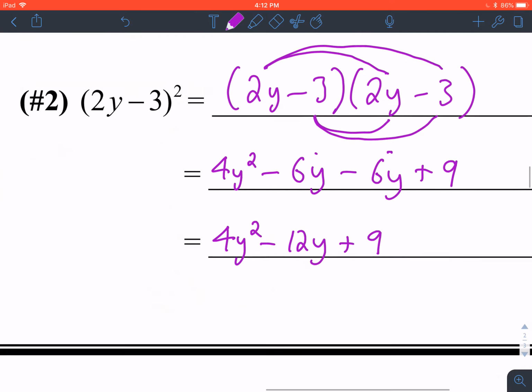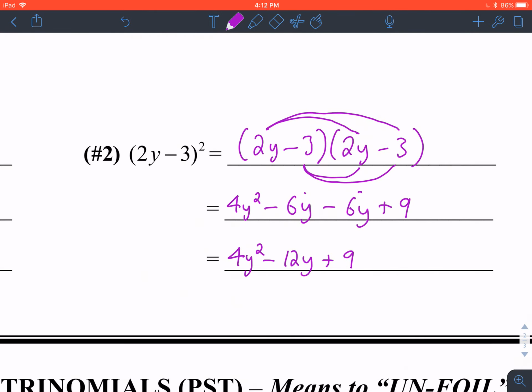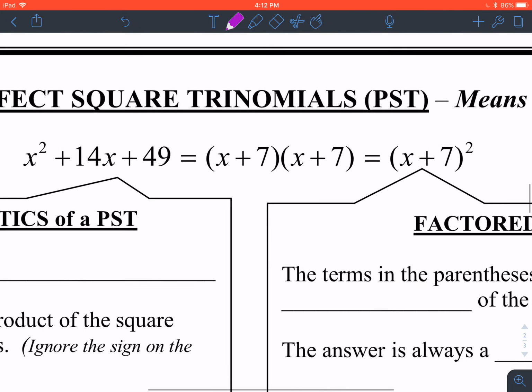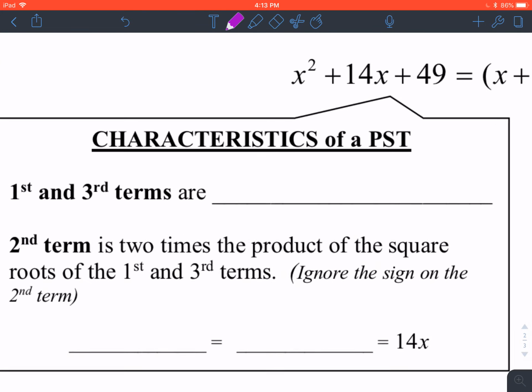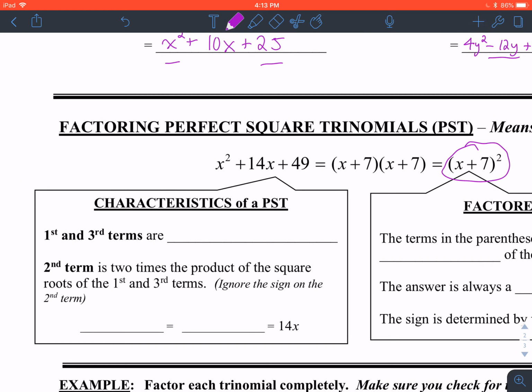So there's our answer. So we still got perfect squares again, but we got this 12y in the middle here. All right? So this is called a perfect square trinomial. And it's what happens when you multiply a binomial by itself squared like this. Okay? So the characteristics of a perfect square trinomial, and remember trinomial means 3 terms. So we have 1, 2, 3 terms here, and we have perfect squares. This is a perfect square trinomial.